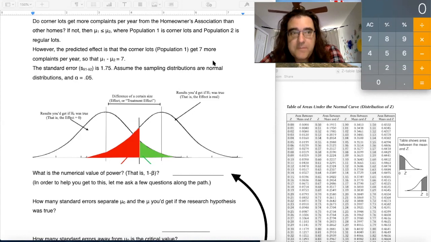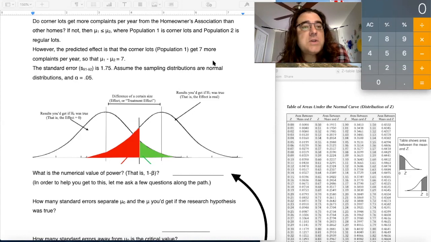Start with the setup. Do corner lots get more complaints per year from the homeowners association than other homes? If they do, that's one thing. If they don't, then population one and the mu of population one, which is corner lots, will be less than or equal to population two, which is everybody else.